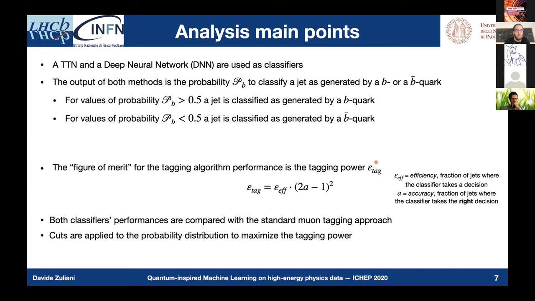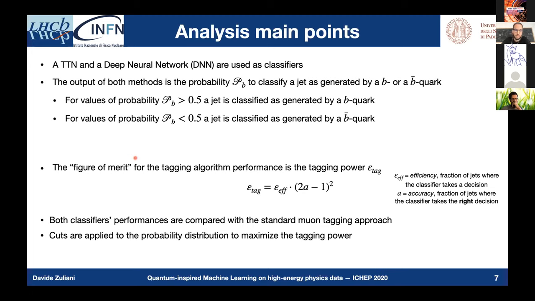Then we used a tensor network and a deep neural network as classifiers. As I said, the output of these classifiers is a probability, which is defined in the following way. If the probability is greater than 0.5, the jet is classified as generated by a B quark, and vice versa for an anti-B quark.